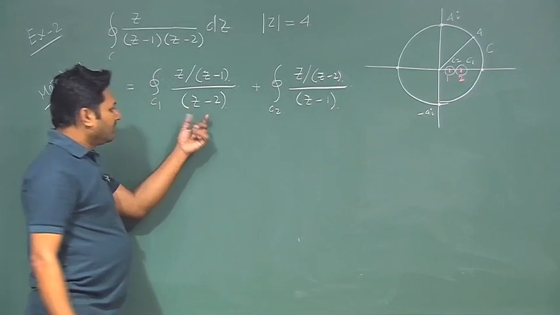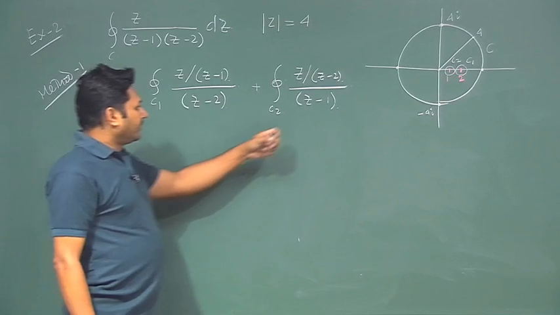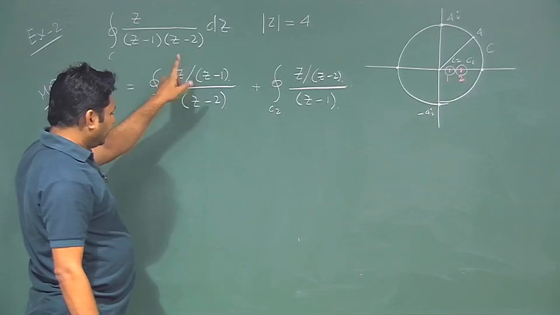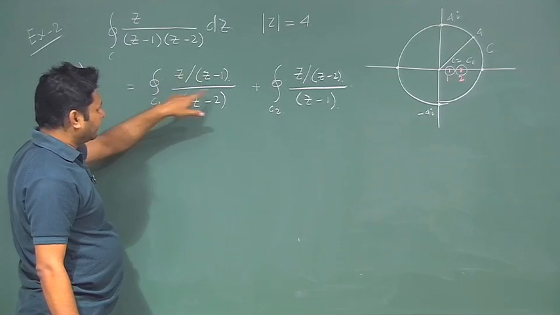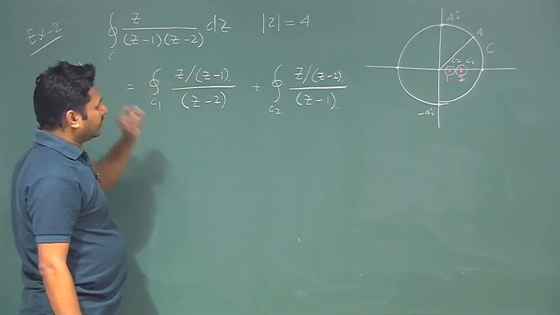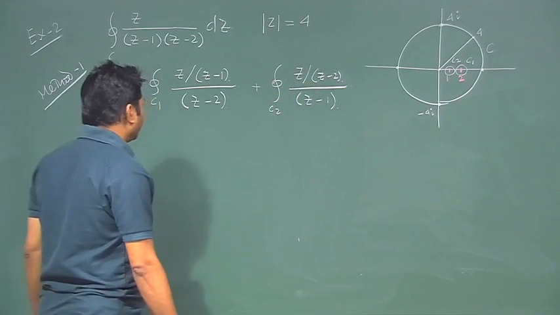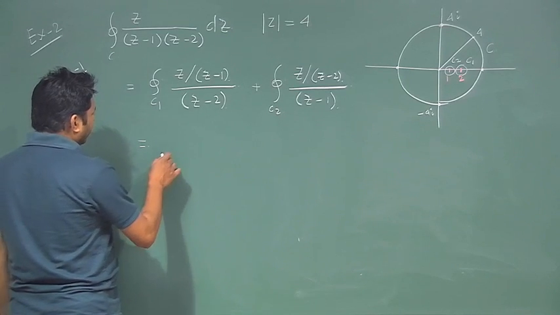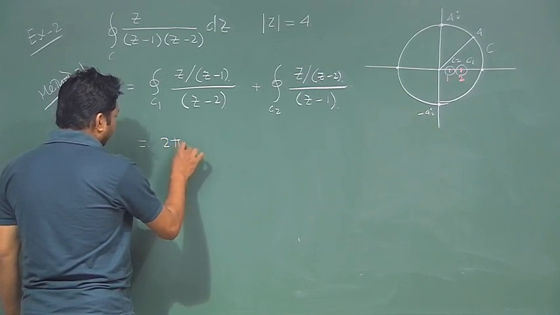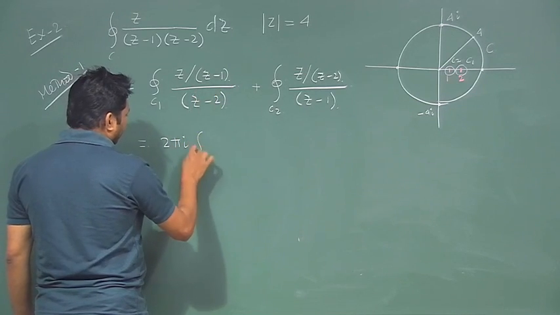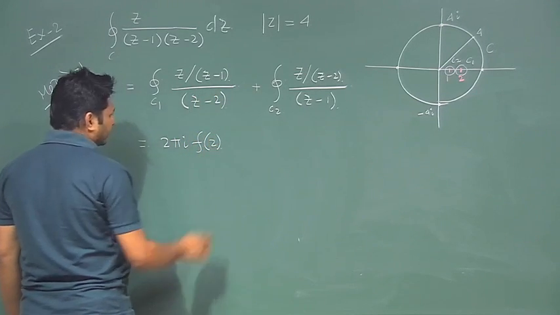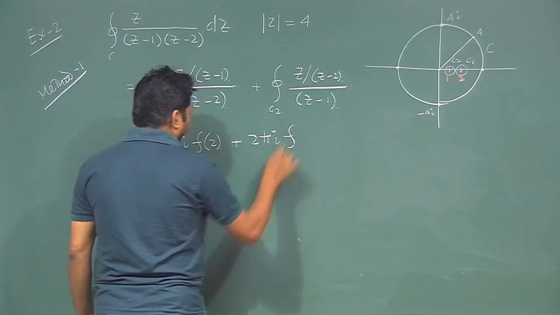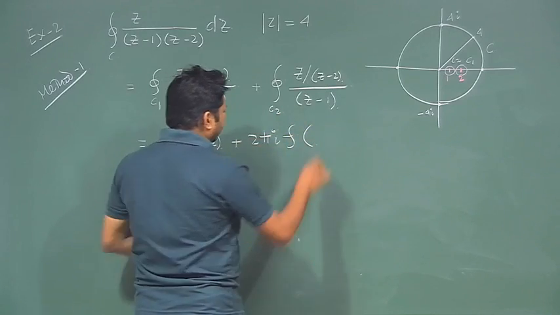So, for this case my singularity is at 2, and for this case my singularity is at 1. In the previous case my function was z, but here the function is z by z minus 1, and here z by z minus 2. So, if I now calculate that, let me find out what value I am getting. So, 2 pi I times the function evaluated at 2 point, plus 2 pi I times the function evaluated at 1 point.